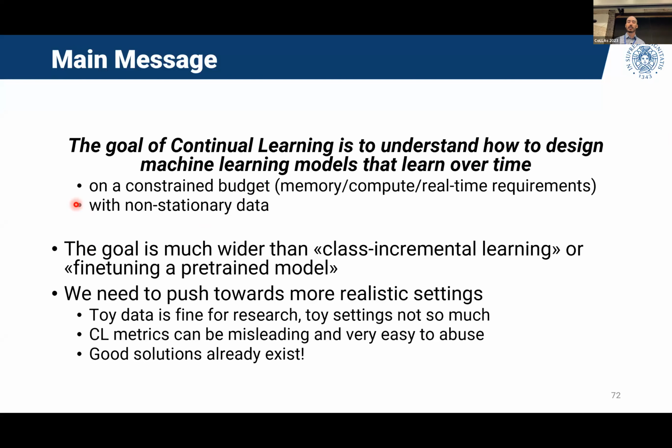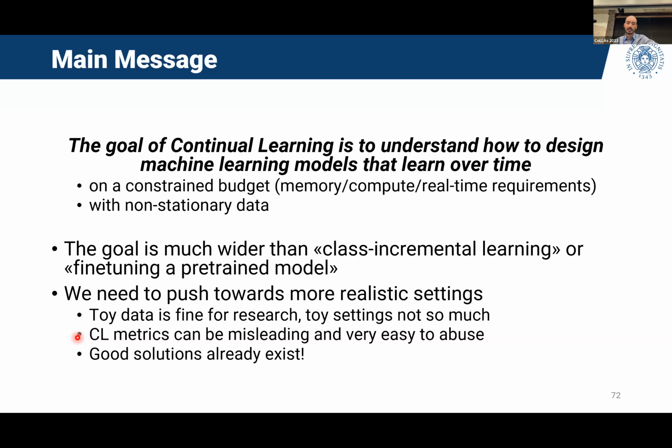And you have non-stationary data, right? So the goal is much wider than doing class incremental learning, or, I don't know, taking a pre-trained model and fine-tuning it for 5 steps, right? It's really a question that makes sense only when you think about the constraints and when you think about the scale, like long time scales, even if, of course, your experiments are going to be small, possibly, and this is fine, but you have to think about whether your small experiment then generalizes to longer time scales, right? So toy data is fine, I think, but the toy settings are not so fine, because it's very easy to find a shortcut to either avoid continual learning or, I don't know, make it very easy.